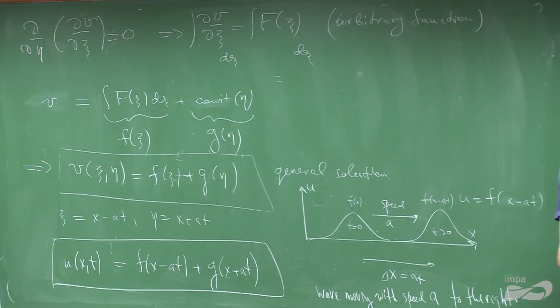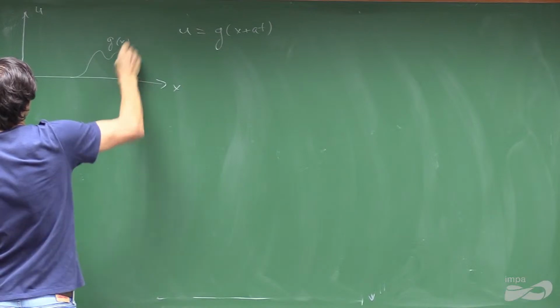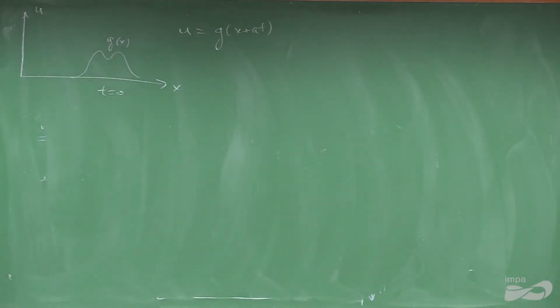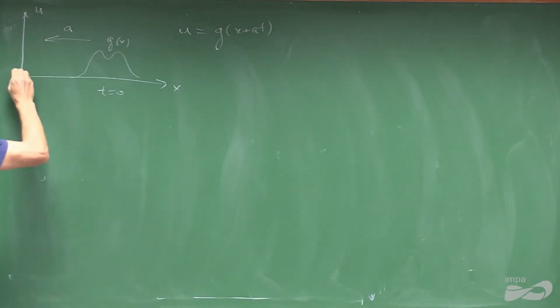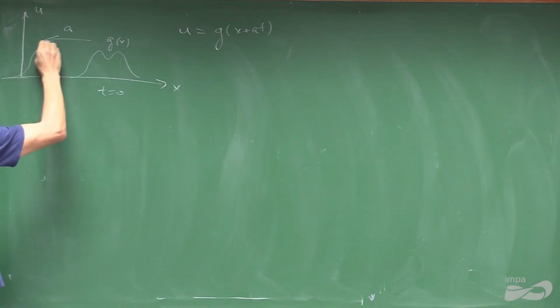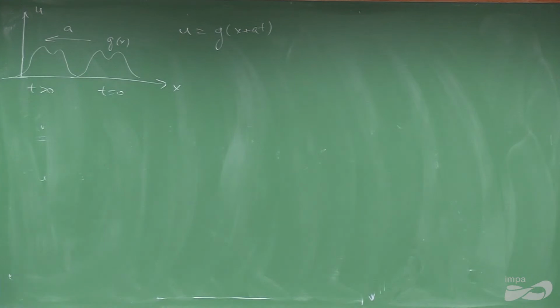So the second part, if you consider u equal the other function, then you start with some function g. This is at time 0. Right? And then it will just move to the left with the speed a. So at other times, t bigger than 0, it will just, without change of the shape, move to the left. You can take a look and see this.